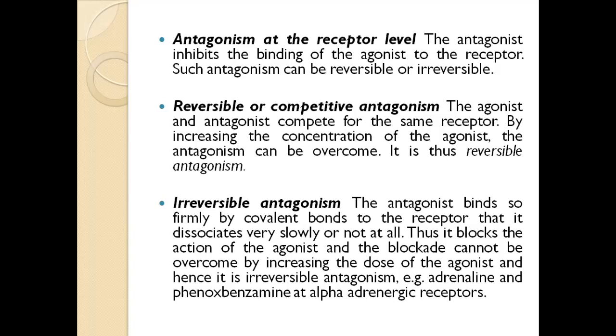Whereas in irreversible antagonism, the antagonist binds so firmly by covalent bonds to the receptor that it dissociates very slowly or does not dissociate at all. Thus, it will block the action of the agonist, and the blockade cannot be overcome by increasing the dose of the agonist, and hence it is irreversible antagonism. Example, adrenaline and phenoxybenzamine at alpha adrenergic receptors.